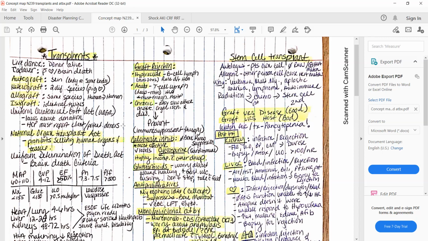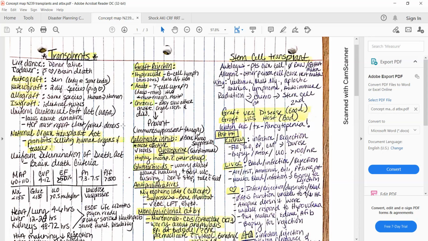But in the meantime, this is what we must keep to maintain that the organs are suitable for transplantation. MAP greater than 60, between 60 and 110, CVP 4 to 12, ejection fraction greater than 50%. Your pH, look at that. See how it's a little bit off, 7.3 to 7.5. Your PF ratio has to be greater than 300. That's just like the other patients. Sodium less than 155, glucose less than 180. So we have to maintain those controls.